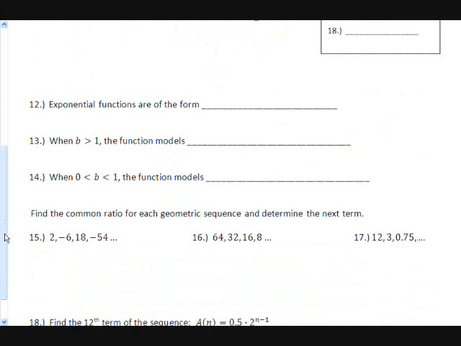This one says exponential functions are of the form. Remember, any exponential function is of the form y equals a times b to the x. And remember, we have some special conditions about the a values and the b values. b has to be greater than 0. a can't be 0. And b also can't be 1. When the b value is greater than 1, this is a special exponential function, and that's our exponential growth.